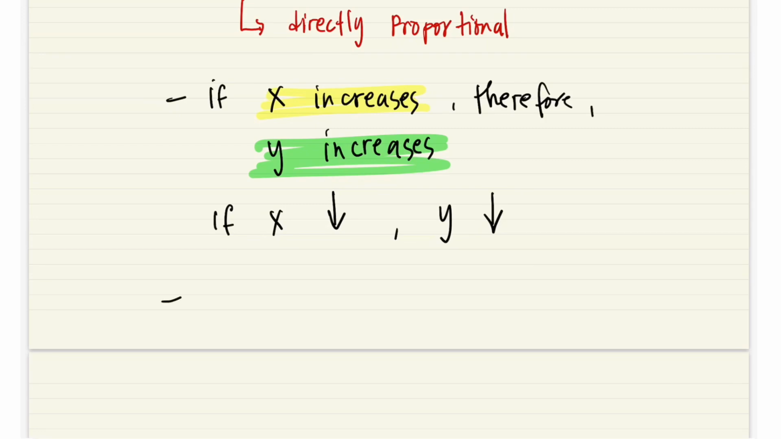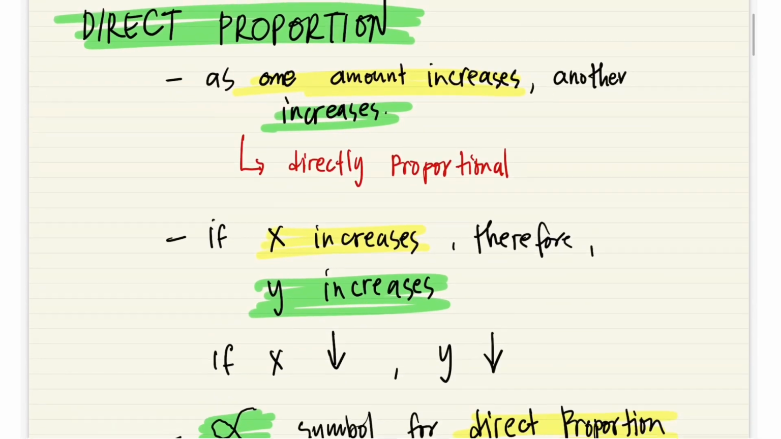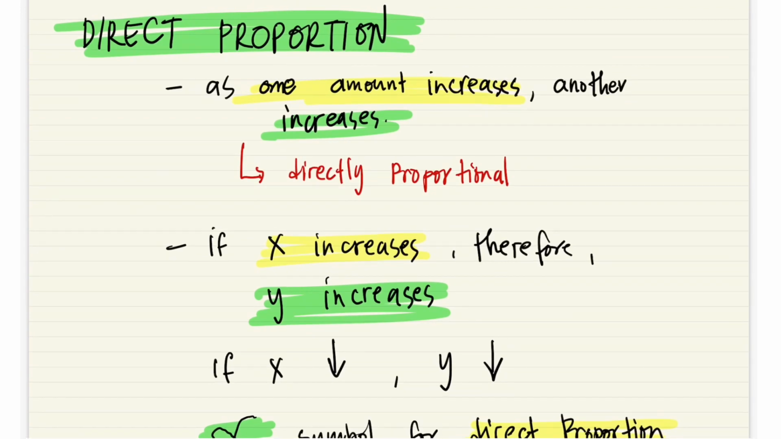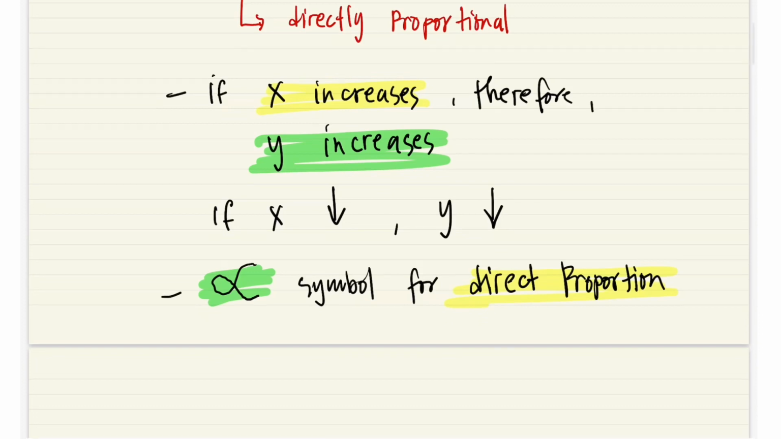Next, the symbol for direct proportionality is this. It's an open infinity sign. Don't forget the symbol. This is the symbol for direct proportion. So again, what is direct proportion? As one amount increases, the other increases. That's directly proportional. If x increases, therefore y increases. If x decreases, therefore y also decreases.